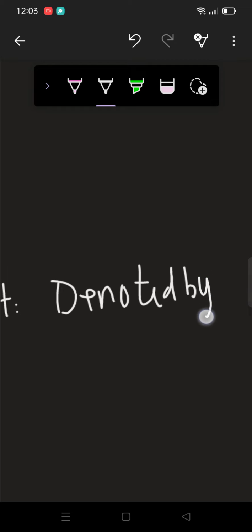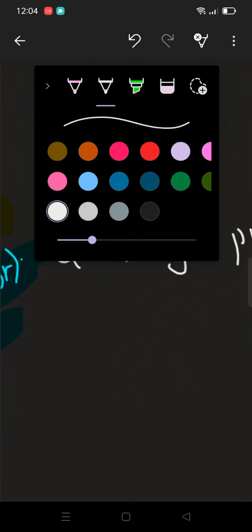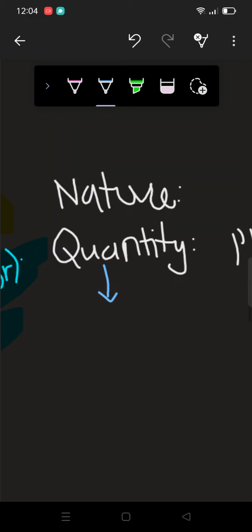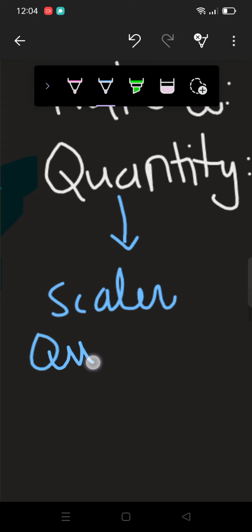Then we're gonna discuss its denotation, or what it is denoted by. So first is quantity. Alright, so we know that electric flux is a scalar quantity. It is a scalar quantity. I'll tell you why this is a scalar quantity.